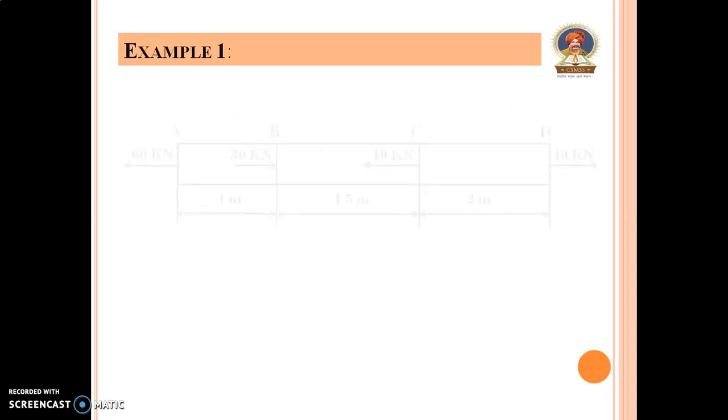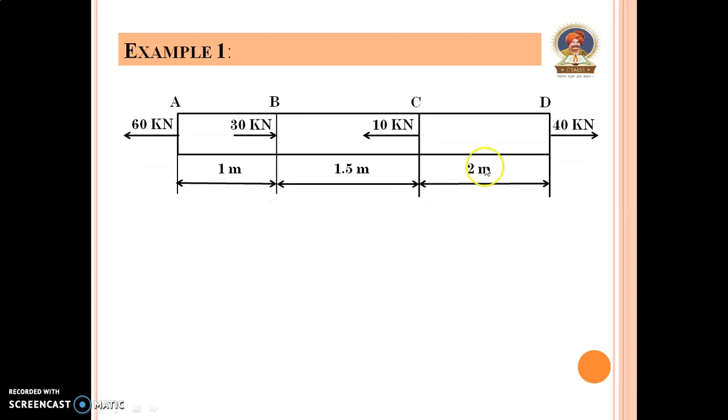Now consider section CD. Here in that section consider the section 3. Now these side forces are left hand side forces and this force is the right hand side force. So consider section 3. Once again right side forces are positive and left hand side forces are negative.